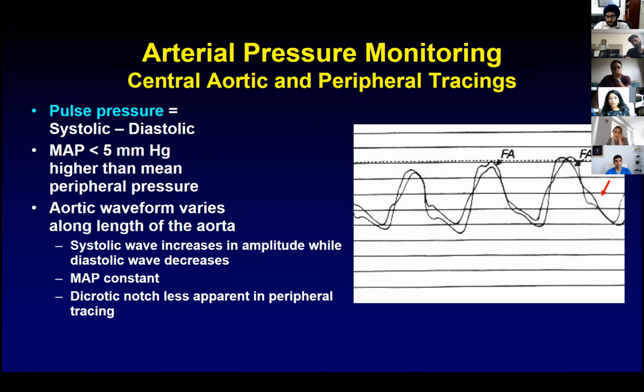Another important thing to remember, this can be important when you have catheters in the peripheral arteries and the central aorta. The peripheral arterial tracing is generally a little later and a little higher than the central aortic pressure tracing. And that's because of the propagation along the peripheries.